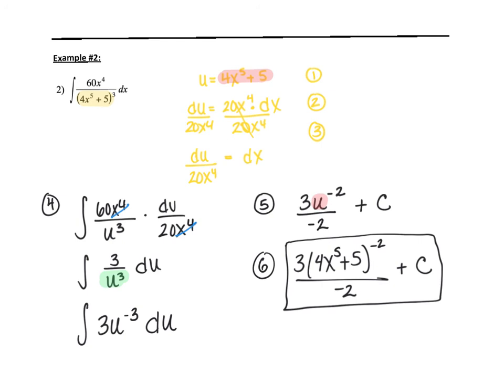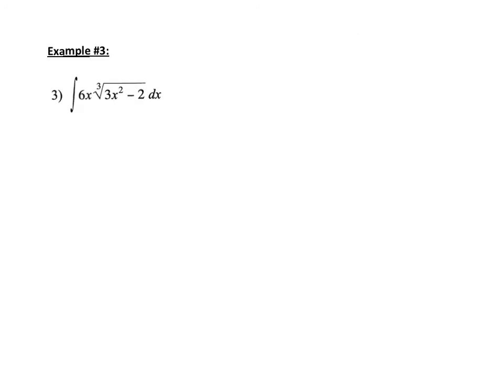All right, why don't you guys take a look at example number 3. And I want you to do this one for homework, and this is where we will start class tomorrow. I will give you a hint. You may need to change the cube root of 3x squared minus 2 to 3x squared minus 2 to some power that's a fraction. And then do the same process with u substitution.